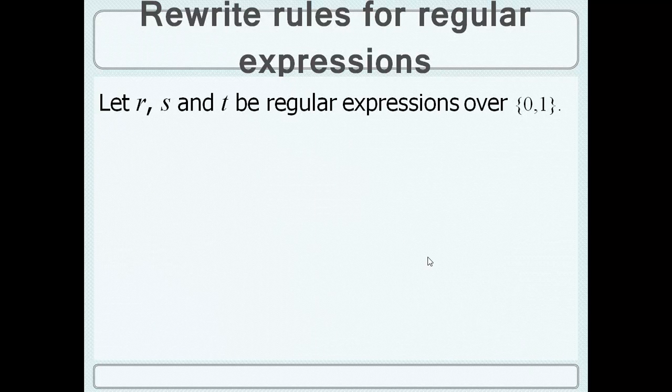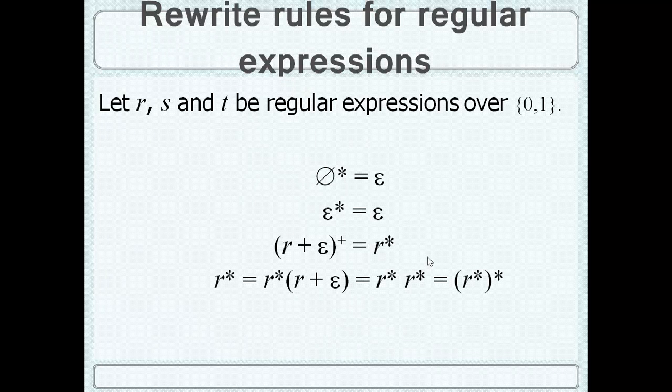We'll now look at rewrite rules for regular expressions. If R, S and T are over {0, 1}, then phi star is equal to epsilon, and epsilon star is equal to epsilon. R plus epsilon, R star R star is equal to R star, R star plus R plus epsilon is equal to R star, and R star star is equal to R star. So these are the rules for rewriting regular expressions in different forms.